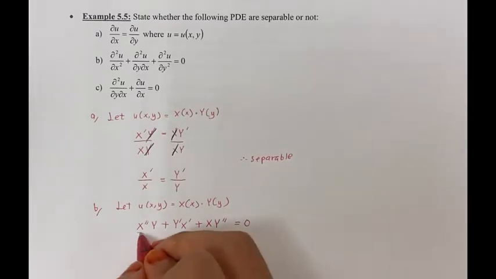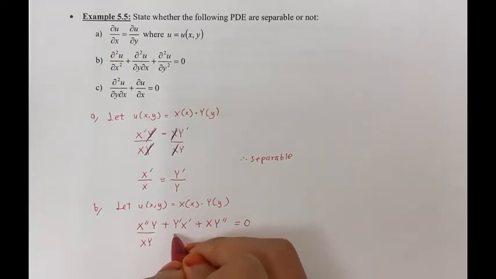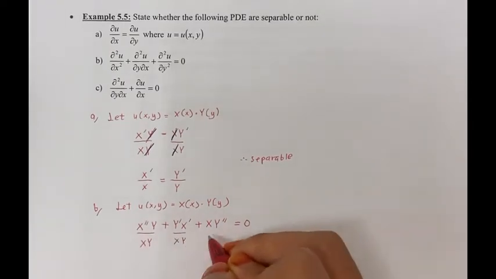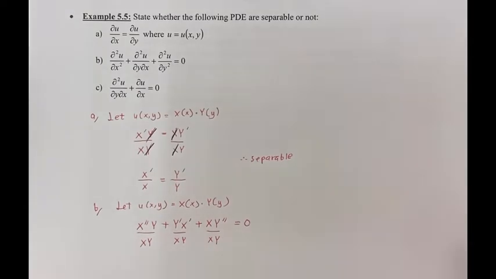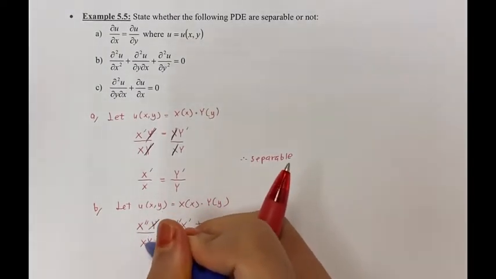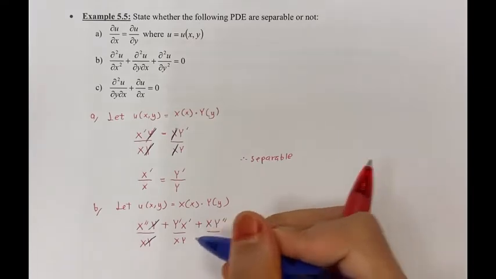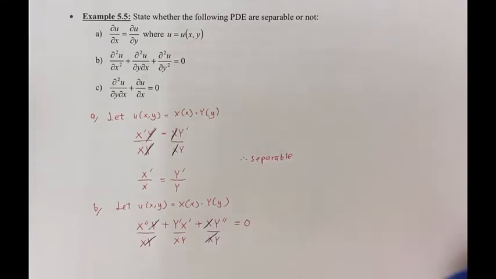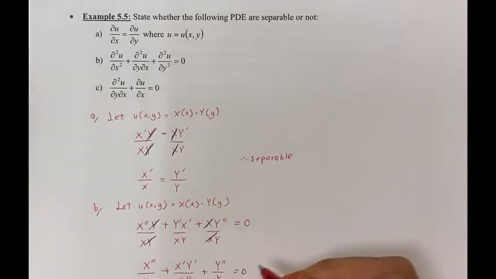Then next, divide everything with xy. So you can cancel this y. You cannot cancel this x or y. Cancel this x. So now you have x double prime divided by x, plus x prime y prime divided by xy, plus y double prime divided by y equal to 0.